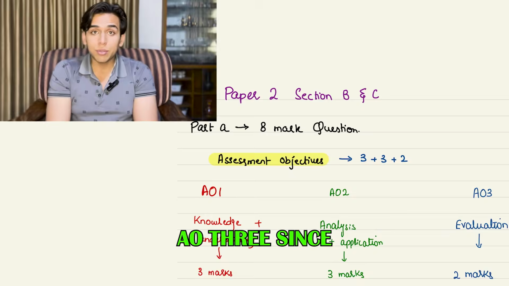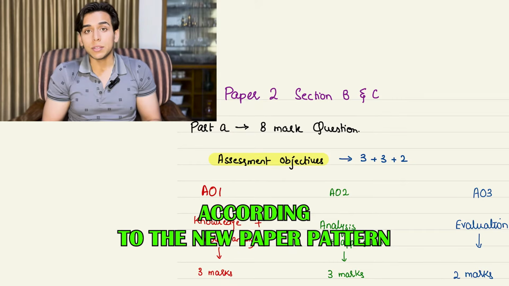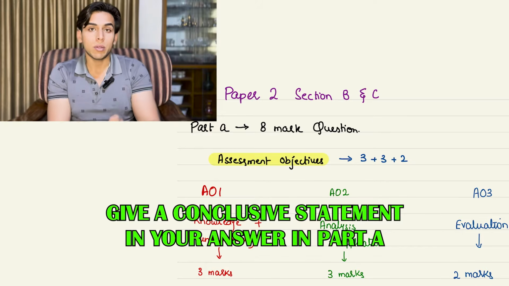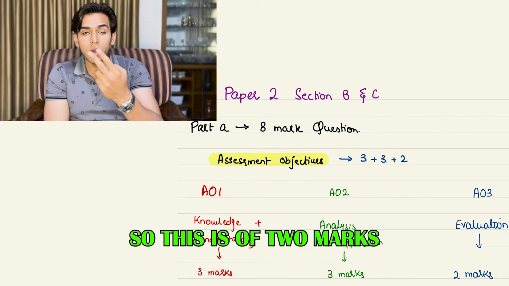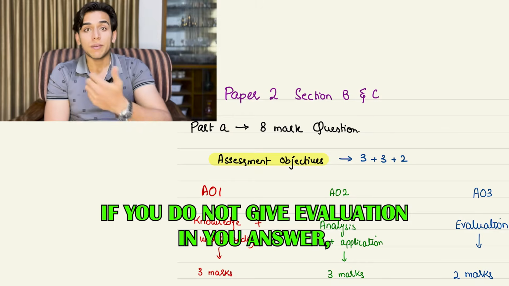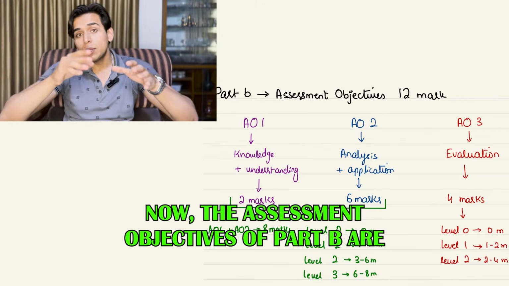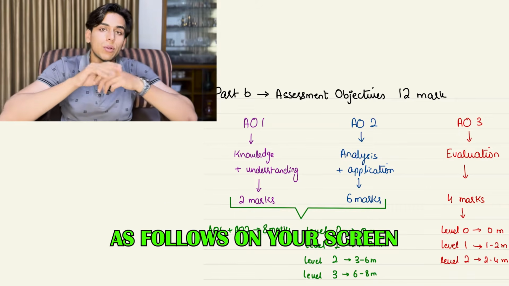Now if we talk about AO3, according to the new paper pattern, you need to give evaluation in your answer. You need to give a conclusive statement in your answer in part A. So this is of 2 marks. If you do not give a conclusion, if you do not give evaluation in your answer, you will not get 2 marks of AO3. Now the assessment objectives of part B are as follows on your screen.